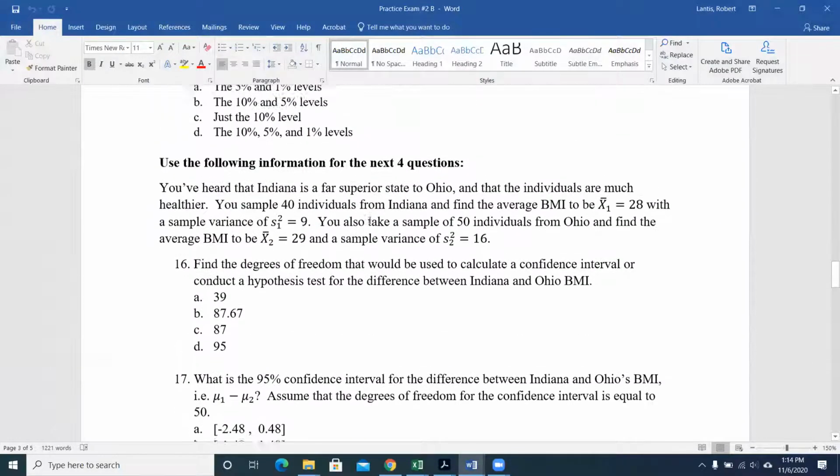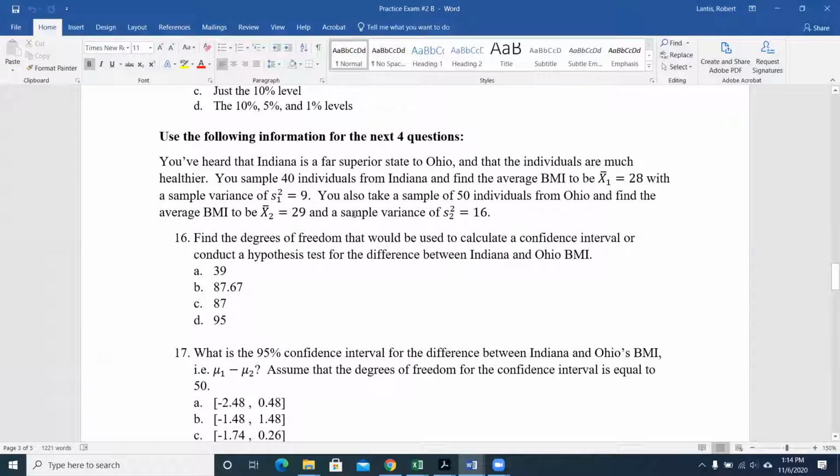Okay, let's do this one here. So I have another similar BMI one. Let's say we've got Indiana and Ohio, and we're comparing their BMIs. The sample mean for Ohio is 29, and the sample mean for Indiana is 28. We have the sample sizes for both states, and we have these sample variances.